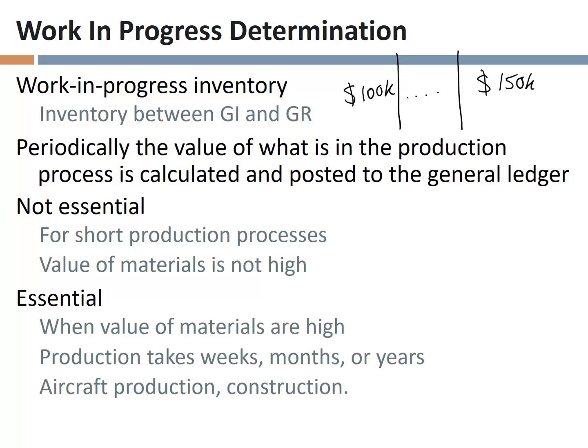If we are at a point in time where we are getting ready to publish our annual report and we want our general ledger to be both accurate and make us look good, we would probably want to value those materials even though we've issued them to the factory. So that's a work in progress determination.